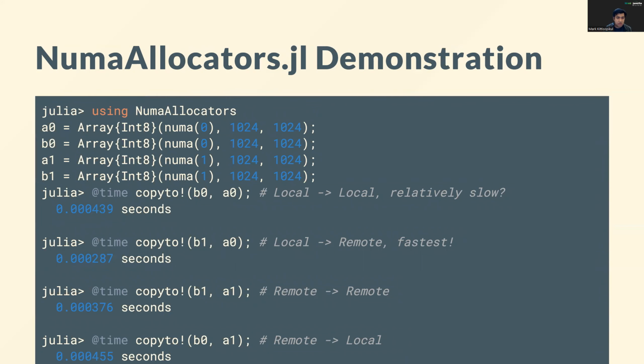How to use this? Well, here we allocate two arrays, A and B, on NUMA node 0, and two arrays on NUMA node 1. I've omitted filling these here for this slide, but we see that when we're trying to copy memory between arrays, copying between local memory allocations is actually relatively slow, whereas copying from the local memory to remote memory is actually the fastest. And so NUMAAllocators gives you perhaps access to new optimizations that you may take advantage of in your application. Again, please benchmark your application thoroughly.